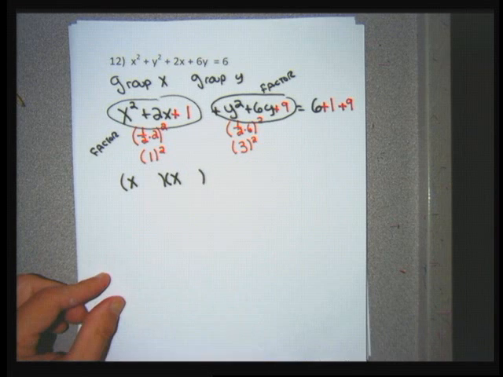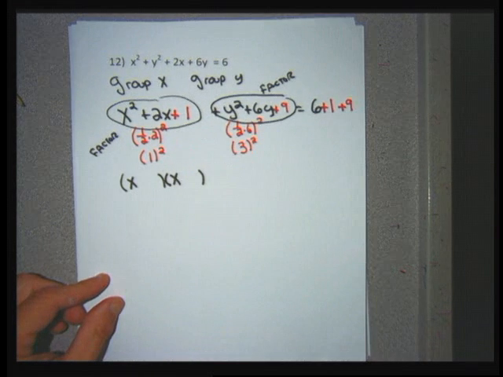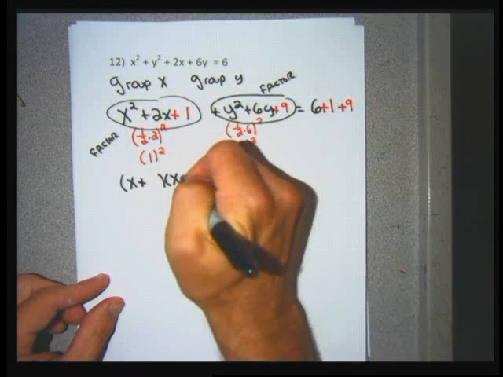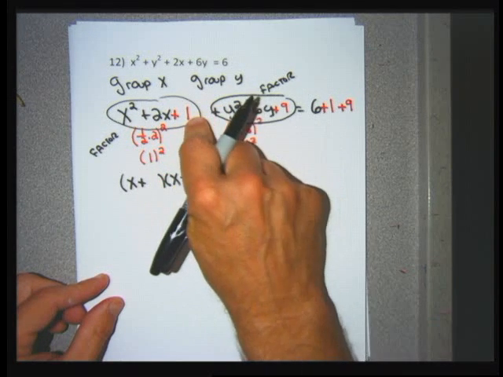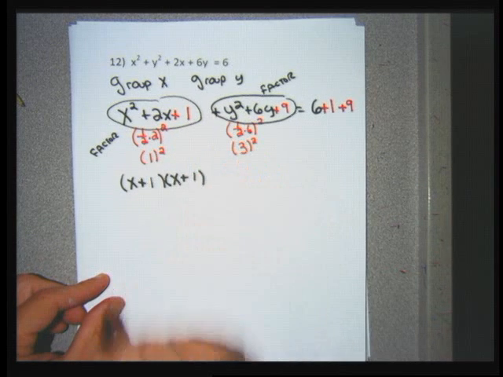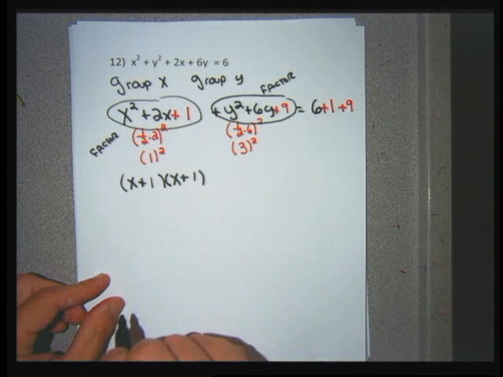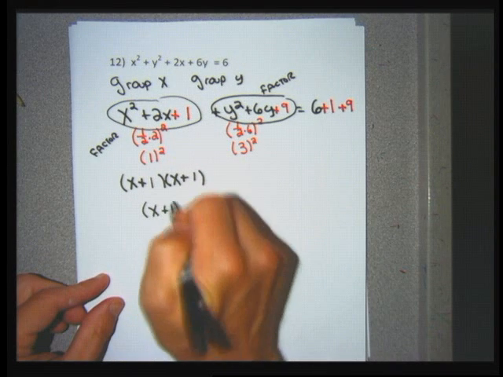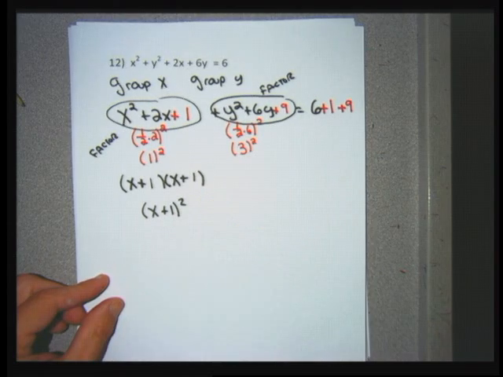This is nice to factor because there's not a number in front of the x squared, so my first are a couple of x's. There's no minuses there, so my signs have to be pluses. The last have to multiply to 1 and add to 2. And 1 and 1 will do that. So the x squared plus 2x plus 1 factors into x plus 1 times x plus 1, which I'm going to write as x plus 1 quantity squared.